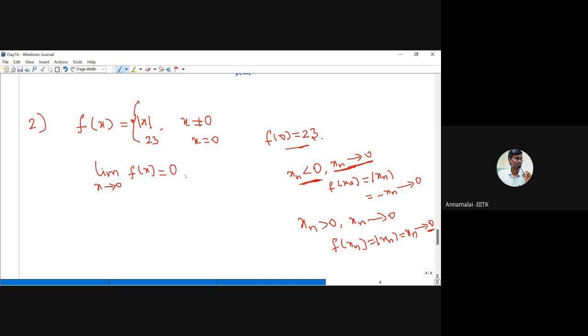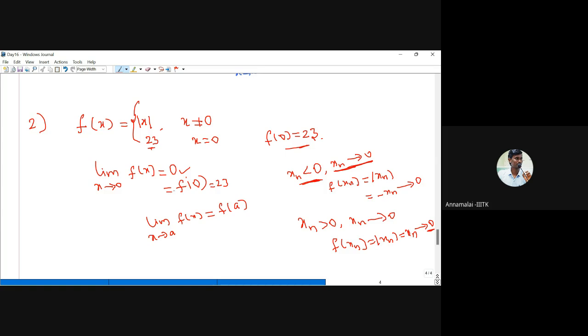Okay. So can you say this is a continuous function? No. If it is continuous, the limit should be equal to f of 0. But what is f of 0? 23. Therefore, this function is not continuous. So I already said that when the function is continuous at a point a, the limit as x tends to a of f of x exists, and that should be equal to f of a. But f of 0 here is 23, but we get 0. 0 is not 23.